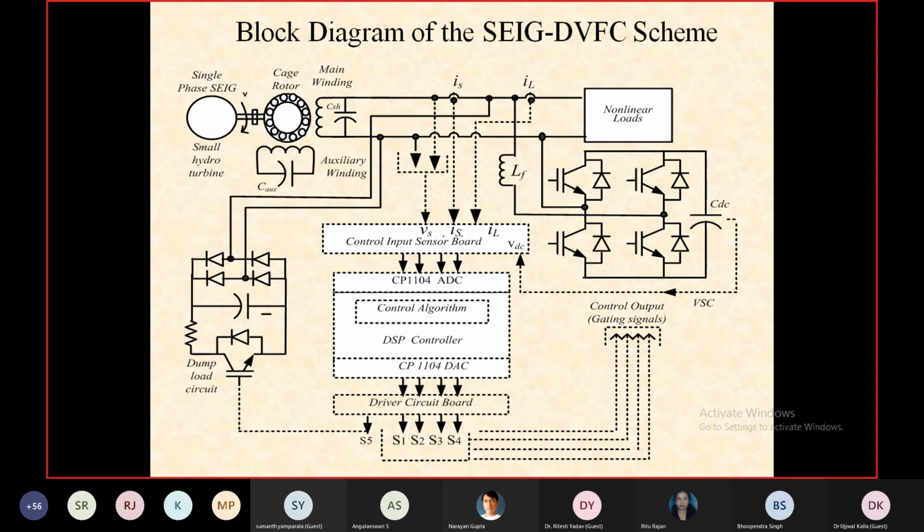So here, this dump load is working, and the control scheme for this dump load is similar to what we have discussed for the previous case. The value of this dump load is adjusted, and system frequency is taken as a feedback variable, and that system frequency is compared with the reference system frequency, and the error is processed by a PI controller, and then the output of the PI controller is fed to the PWM generator, and the output of the PWM generator is fed to this IGBT.